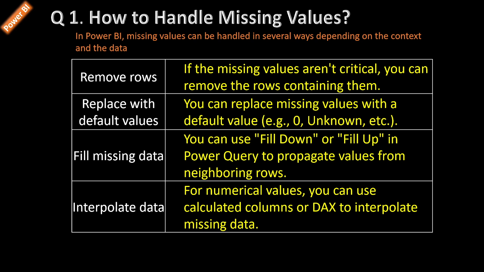In Power BI, missing values can be handled in several ways depending on the context and the data. Remove rows. If the missing values aren't critical, you can remove the rows containing them. Replace with default values. You can replace missing values with a default value, for example 0, unknown, etc. Fill missing data. You can use fill down or fill up in Power Query to propagate values from neighboring rows. Interpolate data. For numerical values, you can use calculated columns or DAX to interpolate missing data.